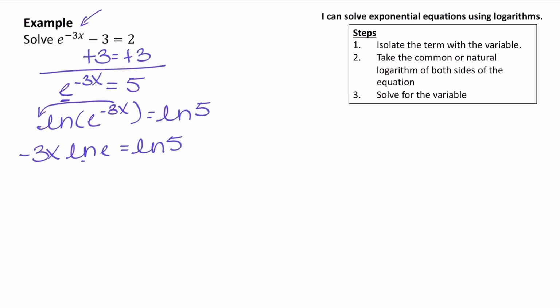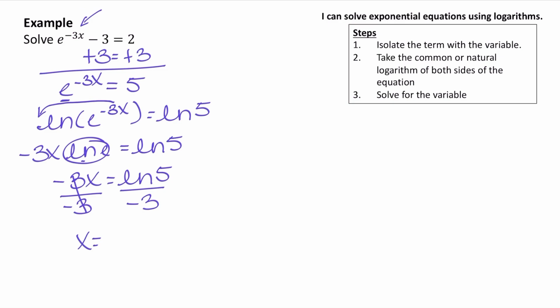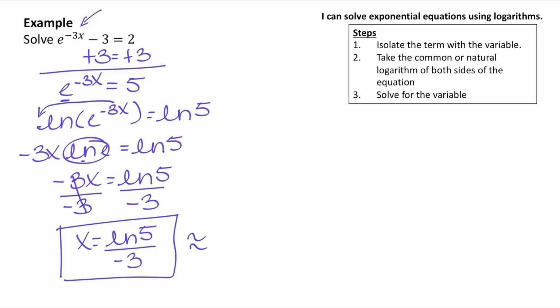Remember that the natural log of e is 1. So I can just cancel that term out. So I have negative 3x equals natural log of 5. Now I can divide both sides by negative 3. And when I do that, I get x equals the natural log of 5 divided by negative 3. So that's my exact solution. I can approximate on the calculator. I just do natural log of 5, hit enter, and then divide it by negative 3. And that gives me negative 0.536, and the 4 will round to 5. So that is my approximate solution.